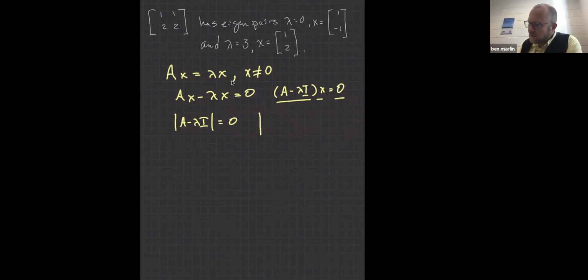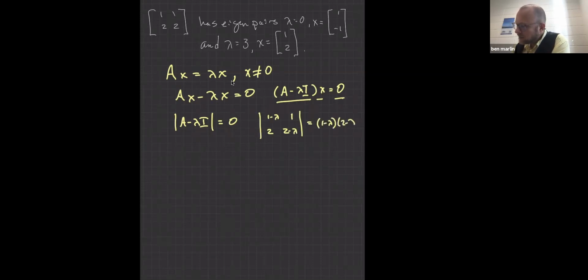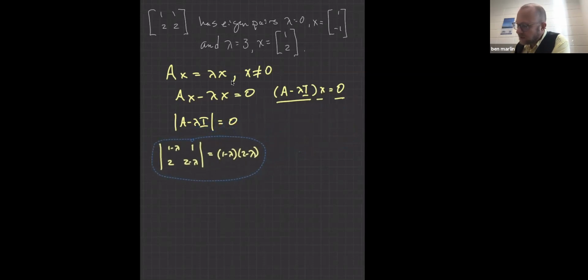So that means if I took A, which was 1, 1, 2, 2, and subtracted lambda from it on the diagonal, that determinant needs to turn out to be 0. And that determinant is 1 minus lambda times 2 minus lambda. Oh, darn it. I have put myself into a corner there, so let me grab this and move it over here. All right. So then minus 1 times 2 is 2.